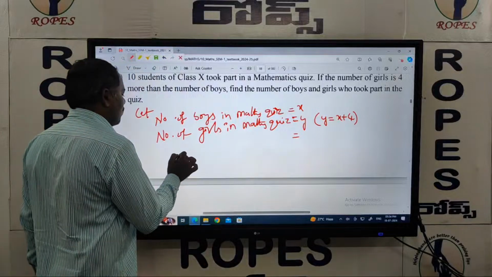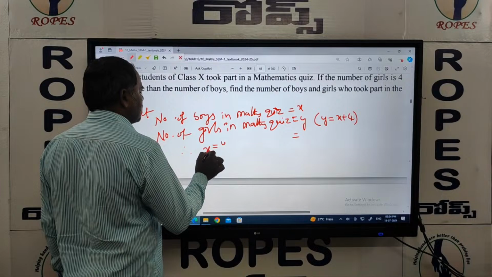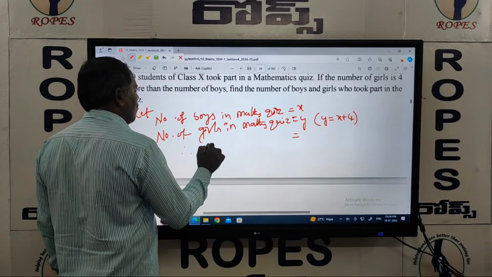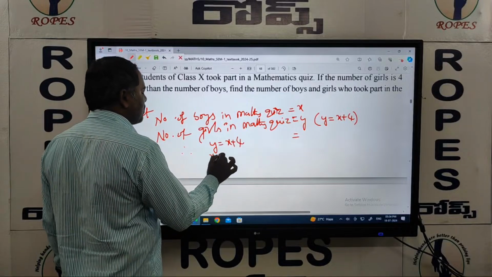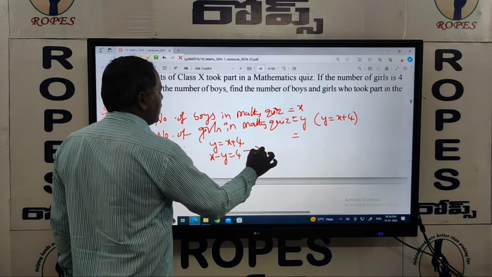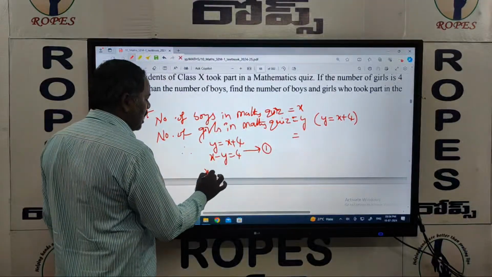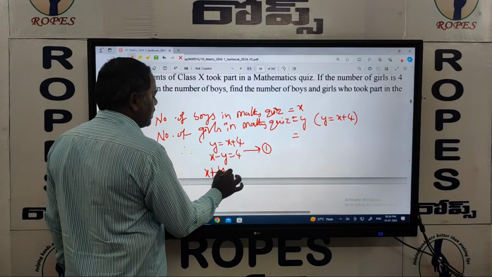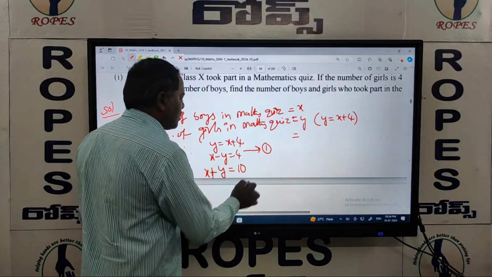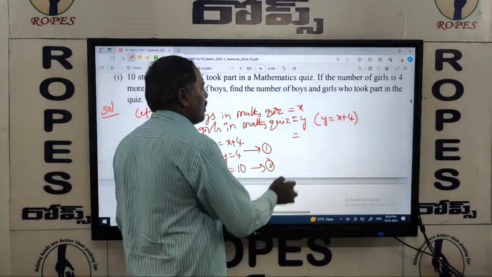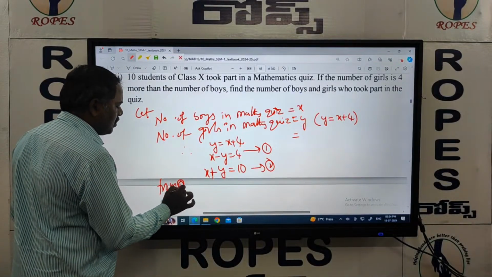Therefore Y is equal to X plus 4. So from this, X minus Y is equal to 4. It is equation 1. And the number of boys and girls both in the class is 10 members. They are participating. So take it as equation 2, from 1 and 2.